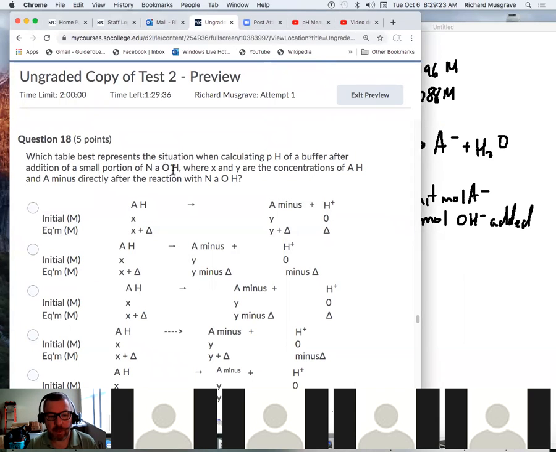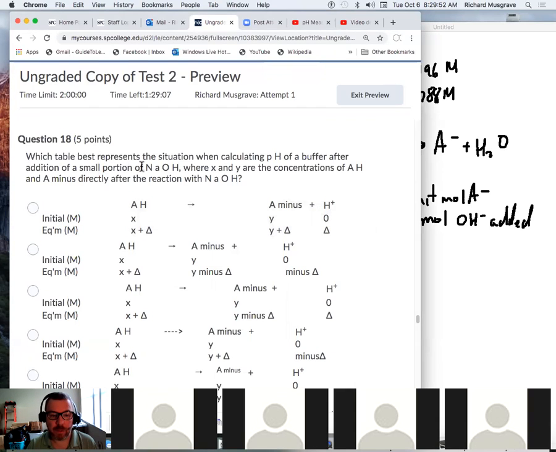whether you're adding NaOH or HCl doesn't matter. You're always going to end up with the same table. And it's just going to be reflective of what's happening to the AH at equilibrium. So the AH at equilibrium is turning into A minus and H plus. And that means that the AH is going to be going down and the A minus is going to be going up and the H plus is going to be going up as well. So you need to find a table that reflects that.